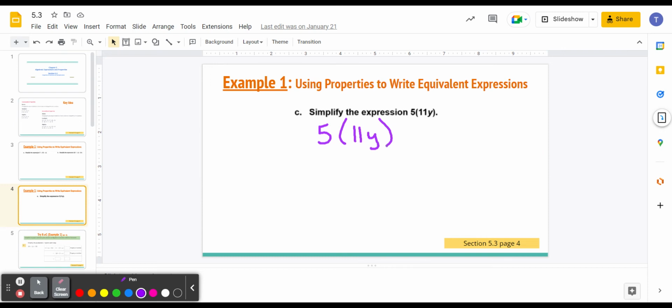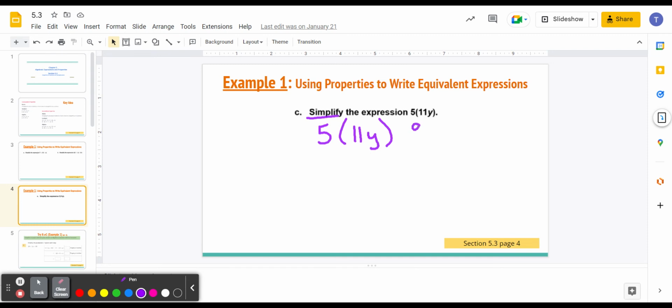We're still in example 1. We're on problem C, and you have 5 times, and it's in the grouping, 11 times y. I don't see any multiplication signs, but we know when you have a number next to a parenthesis, that means to multiply. And when you have a number next to a variable, that also means to multiply. So this is all multiplication. We can't do 11 times y because we don't know what y is. But we can use one of the properties to help us simplify the expression.